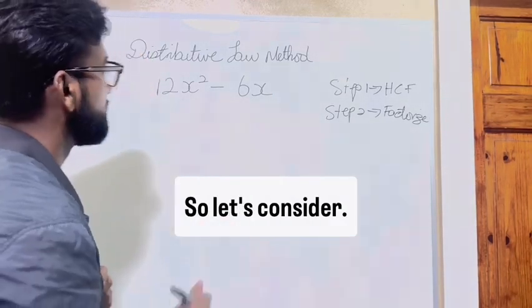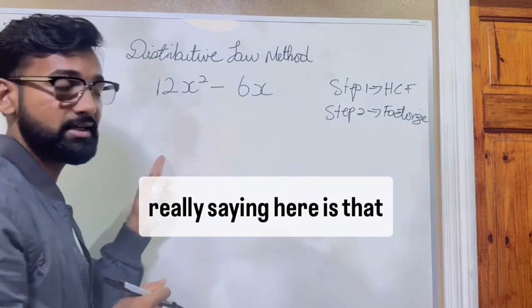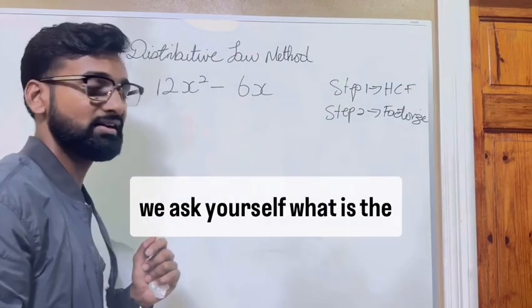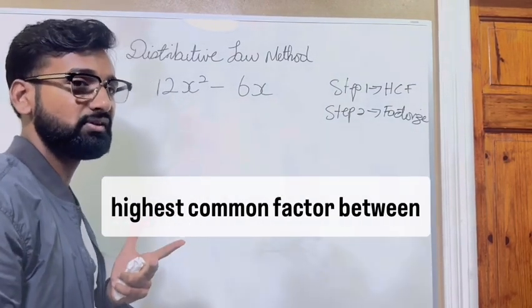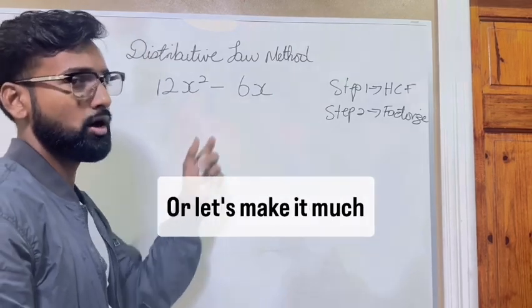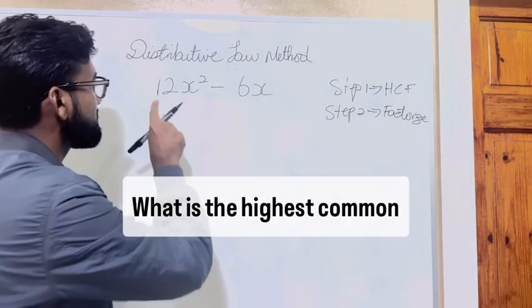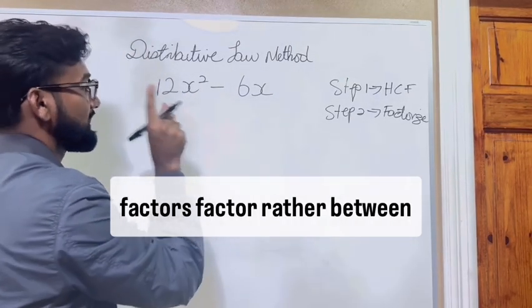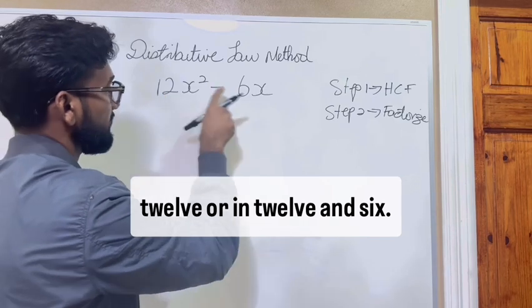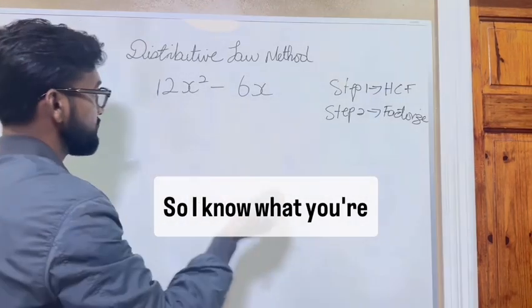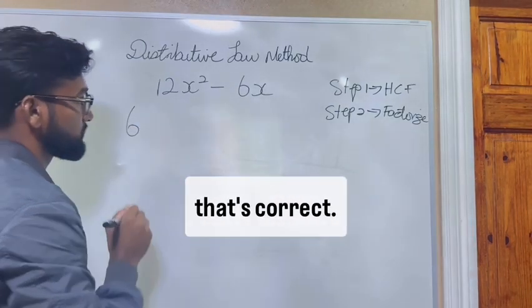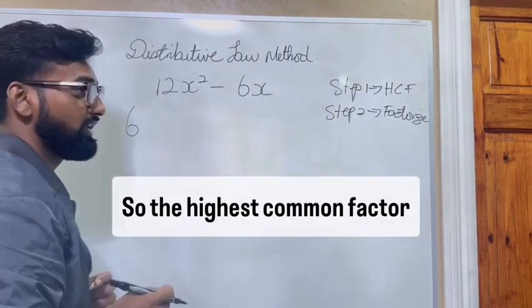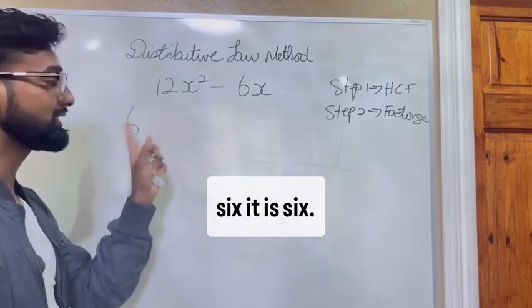So let's consider. Now, what step one is really saying here is that when we look at the two terms, we ask ourselves, what is the highest common factor between these two terms? Or let's make it much simpler. What is the highest common factor between 12 and 6? So I know what you're thinking. The answer there is 6, and that's correct. So the highest common factor that can go into 12 and 6 is 6.